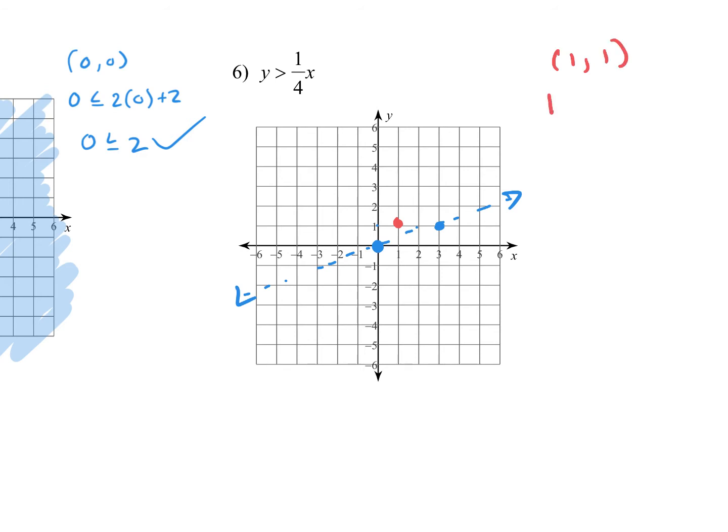So I plug in 1 for x and 1 for y. So 1 is greater than 1/4 times 1. So 1 is greater than 1/4. Is this true? Yeah. So where am I going to shade? Above. Up here.